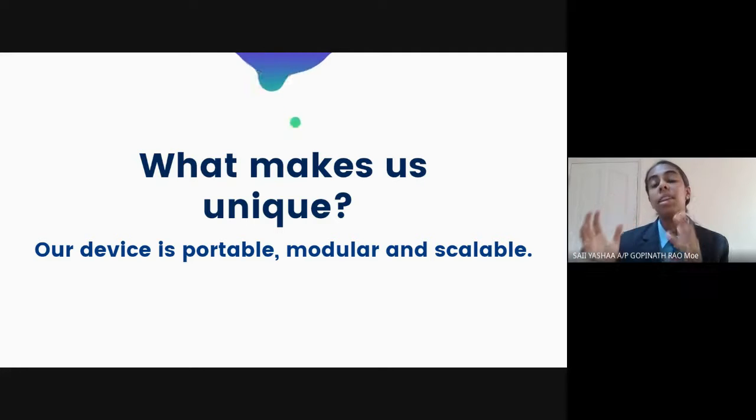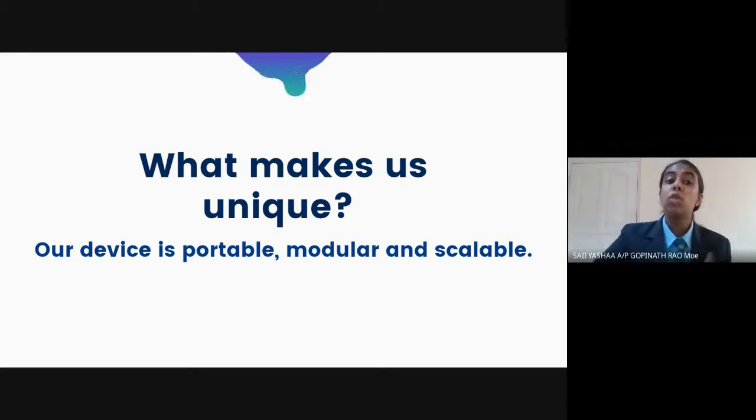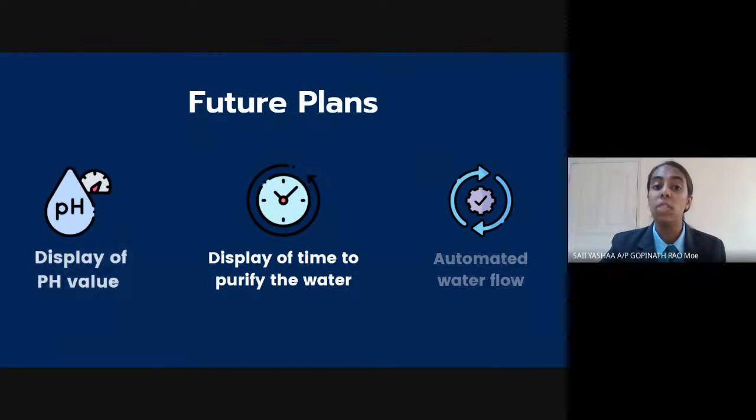So this can be fit accordingly, rebuilt accordingly, and we can have add-on features in the future which displays the reading of the pH. So in the future, we have these two plans in mind. Firstly, is display of pH value on the device and display of time to purify the water. This actually allows users to see how much more time is required to purify the water and constantly monitor the level of purity of their water.